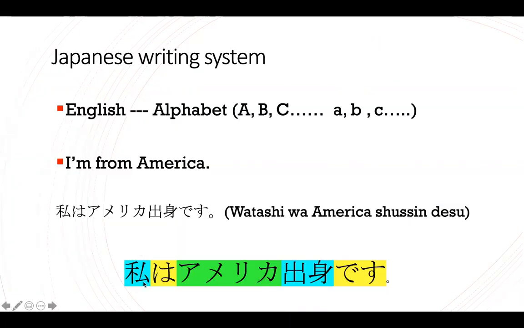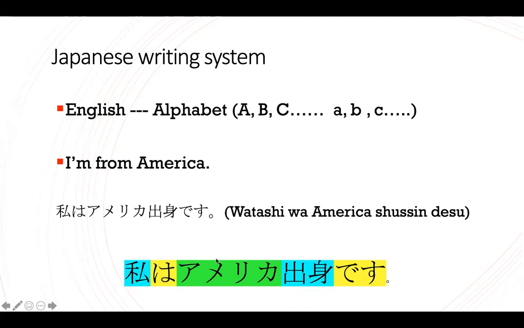So the one highlighted in blue is called kanji. That looks like a somewhat complicated letter or character. And the yellow one is hiragana. That's the most basic Japanese alphabet. Hiragana is shaped rounded, and has a lot of curvy lines and also circles.